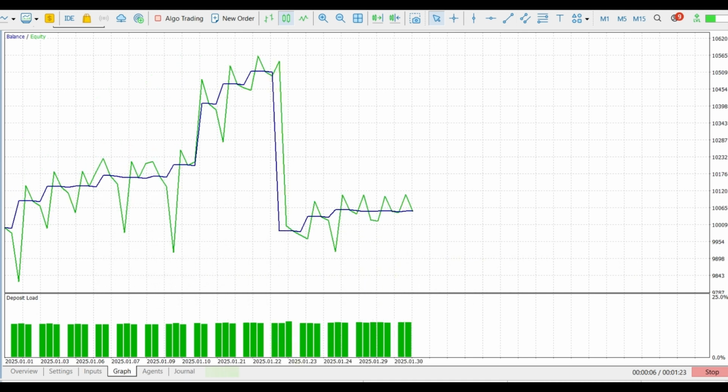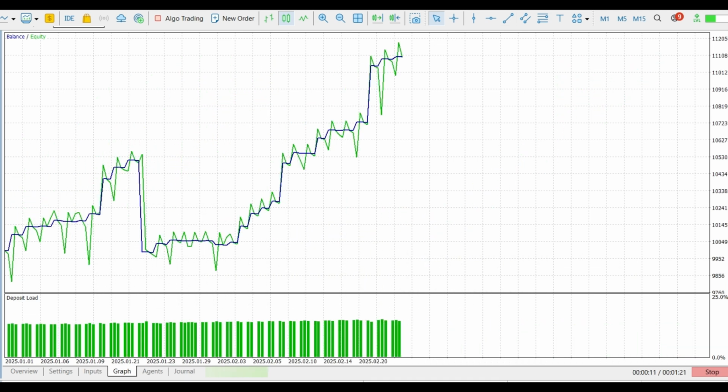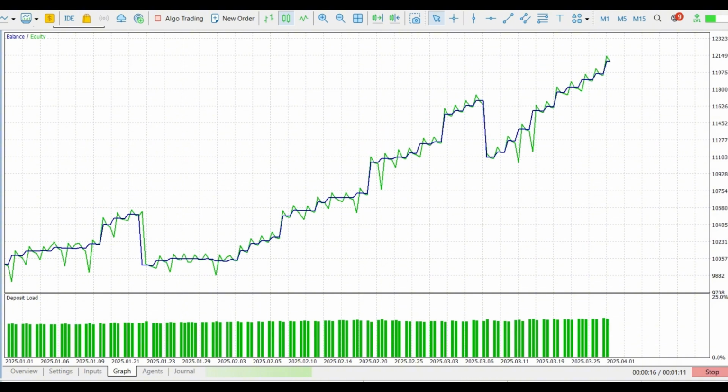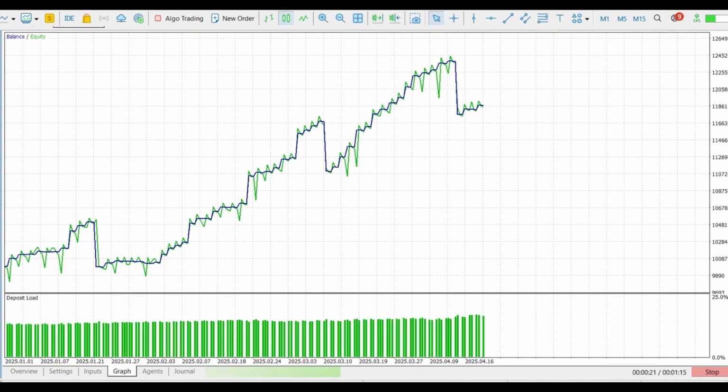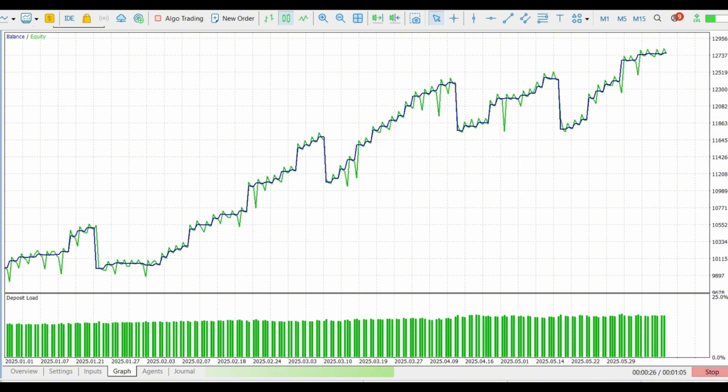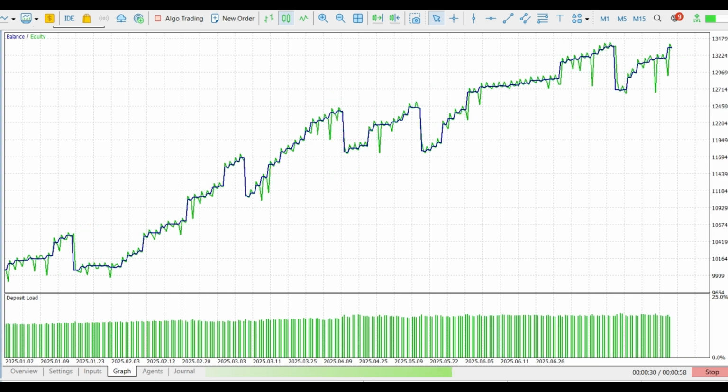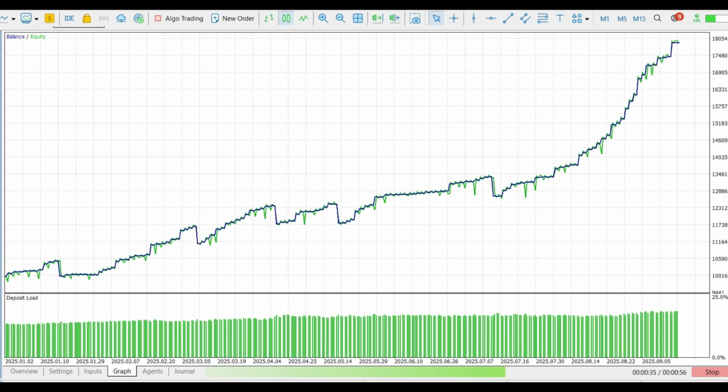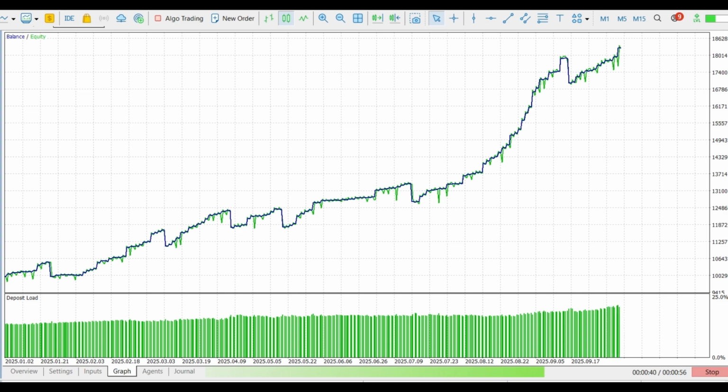Additionally, the Auto GMT function detects your broker's server time automatically, making the setup process exceptionally easy. Gold Vector is a professional-grade tool for those seeking a transparent, safe, and proven solution for the gold market.